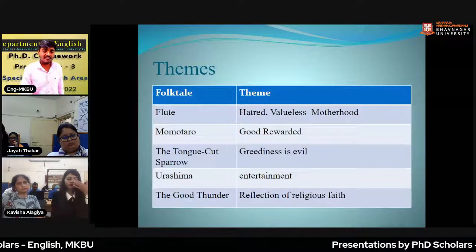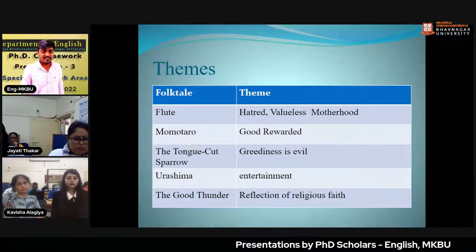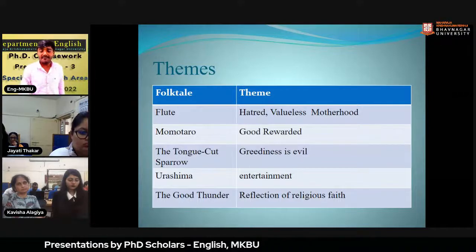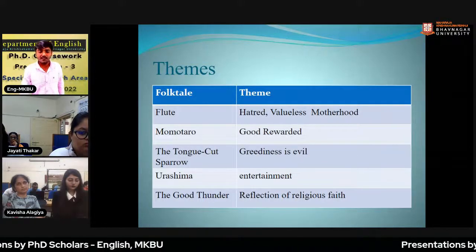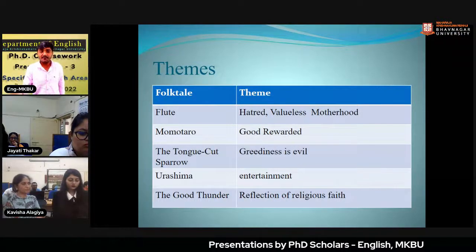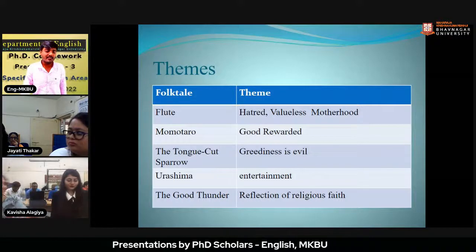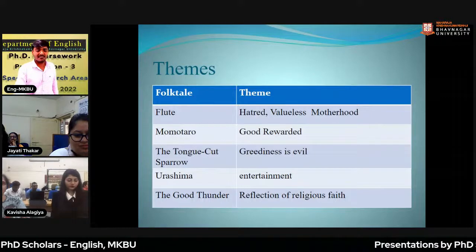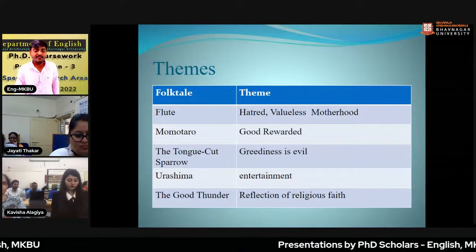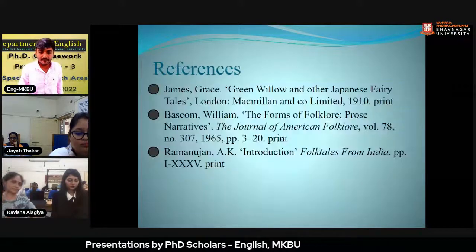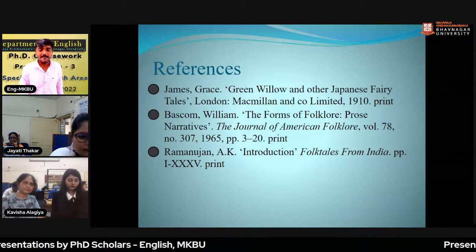So here are some themes of the folktales I tried to make. That is, Fluid has hatred and the worthlessness of motherhood. Then Momotaro has good rewarded. That is the main theme. Tankard Sparrow has greediness is evil. Then Urashima is basically entertainment, and The Good Thunder has the reflection of a religious faith. These are some of the references. Thank you.